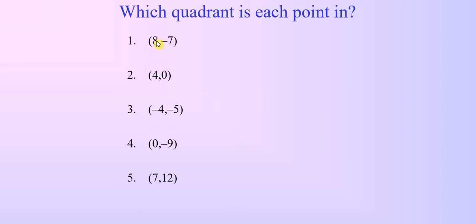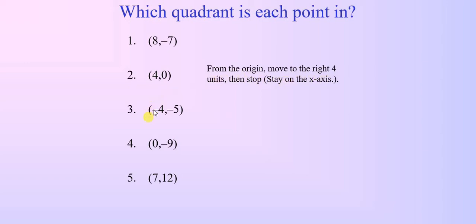For the first one, we have a positive 8 and a negative 7. Positive x and negative y, therefore, this will be here, quadrant 4. Next we have 4, 0, a positive x but a 0 y. So what shall we do? From the origin, we move to the right 4 units, then stop. So we just stay on the x-axis. It's not in any quadrant, but it's on the x-axis.